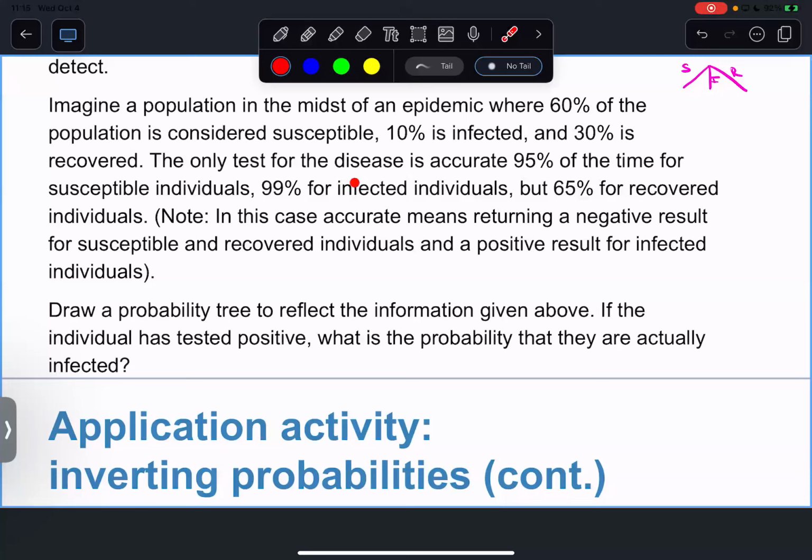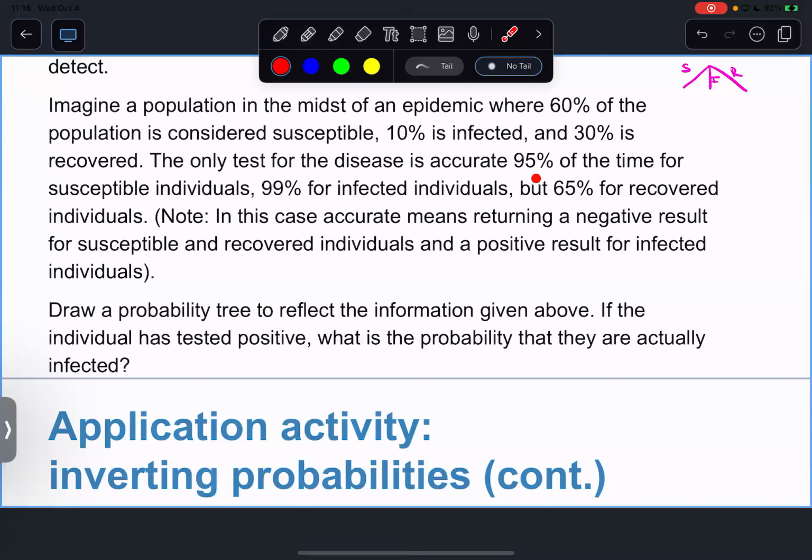The only test for the disease is accurate. It takes a little bit of time to think about what accurate means, right? If I'm susceptible, which means that I'm not infected and I'm not recovered, then accurate would mean that it shows a negative, right? Whereas if I'm infected, accurate would mean that it would show me a positive result, right? So you kind of have to take a step back and think about that.